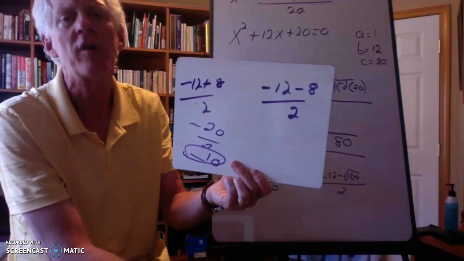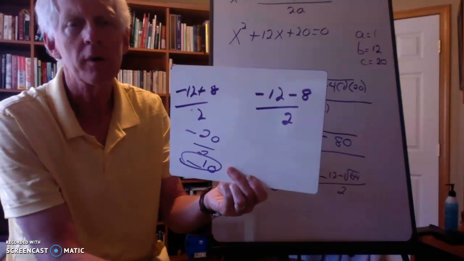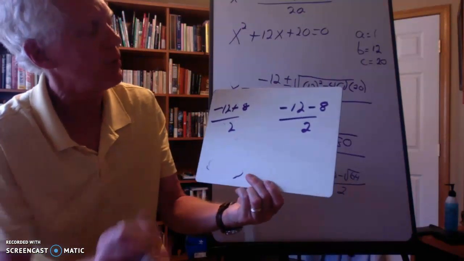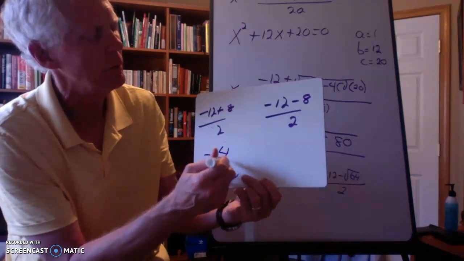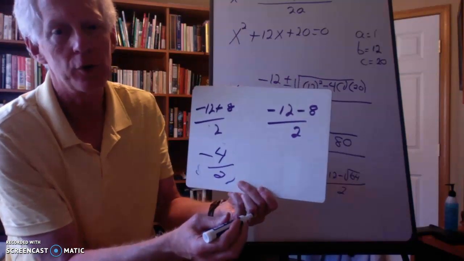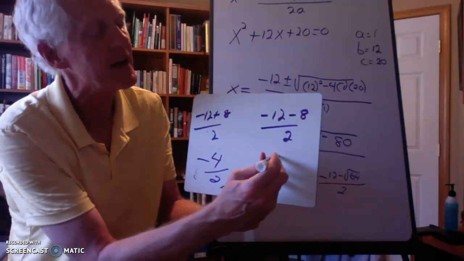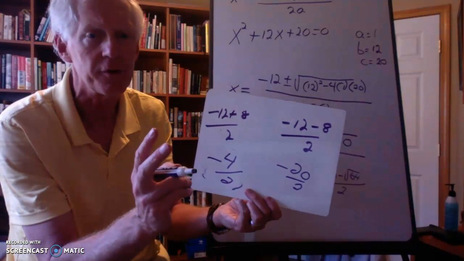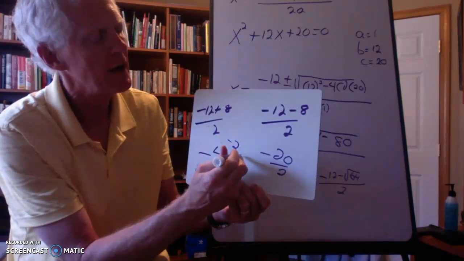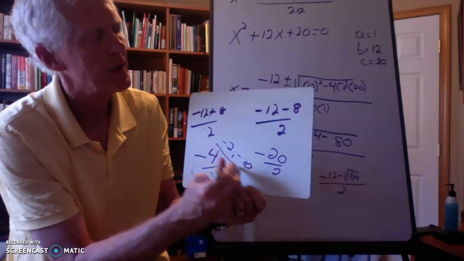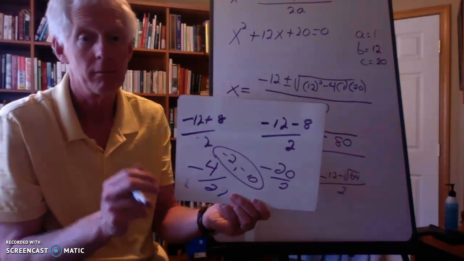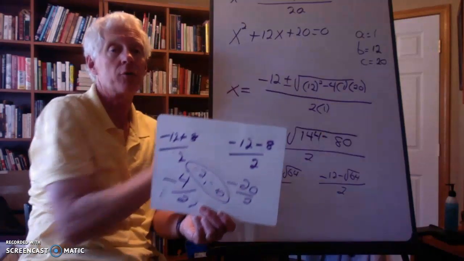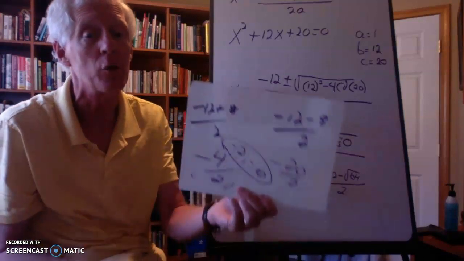So one of your answers is negative 10. I made a mistake, again on purpose. Negative 12 plus 8 is negative 4 over 2, which is negative 2. Negative 12 minus 8 is negative 20 over 2, which is negative 10. So the two solutions are negative 2 and negative 10. And if you remember to factor this, two factors of 20 whose sum is 12 happen to be 12 and 10. So that also would work if you factored it.